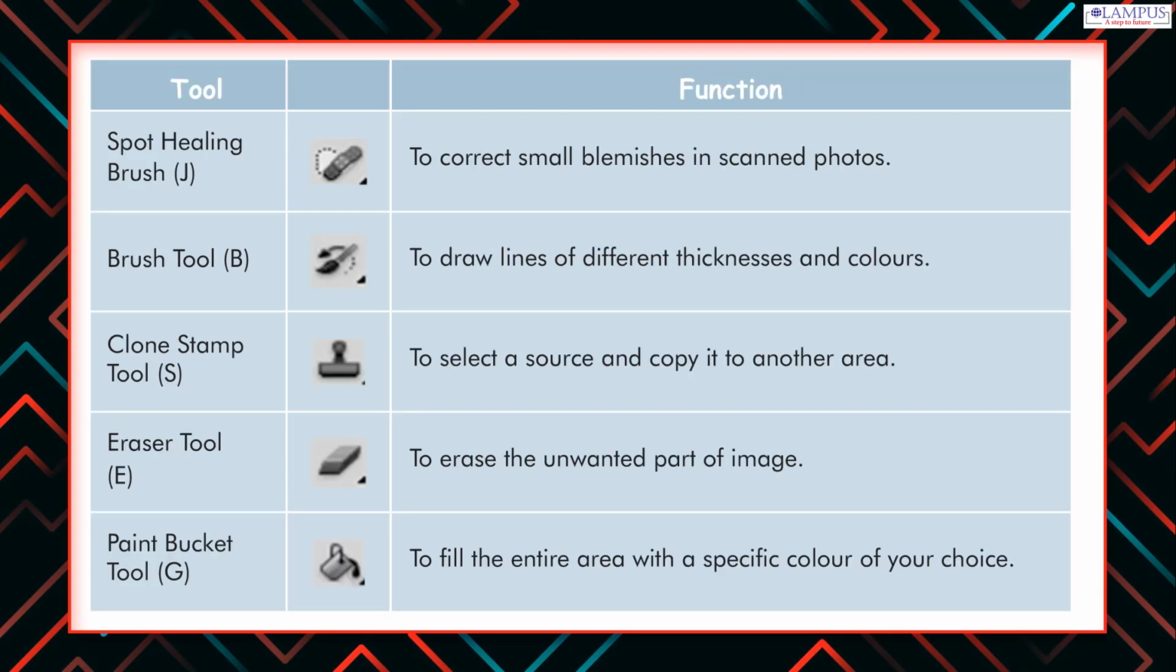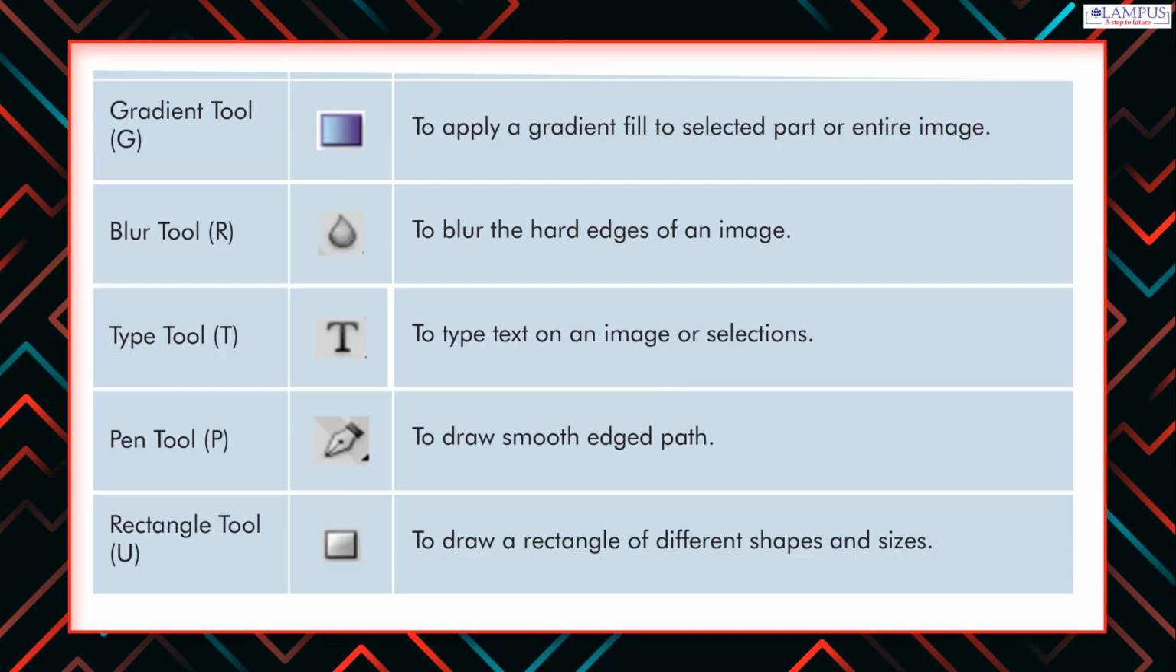Spot healing brush, J. To correct small blemishes in scanned photos. Brush tool, B. To draw lines of different thicknesses and colors. Clone stamp tool, S. To select a source and copy it to another area. Eraser tool, A. To erase the unwanted part of image. Paint bucket tool, G. To fill the entire area with a specific color of your choice.